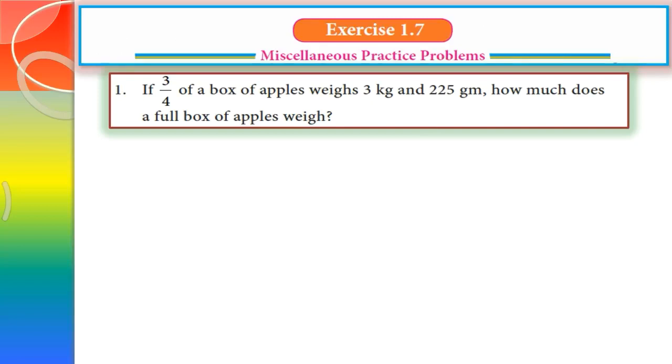The weight of 3 by 4 of the box is given. Full box, 3 by 4 means 3 quarter. Find the full box, that is 4 quarter.